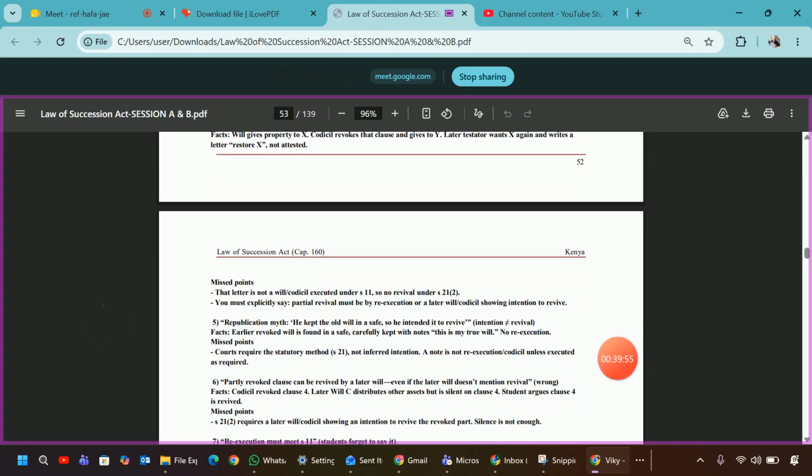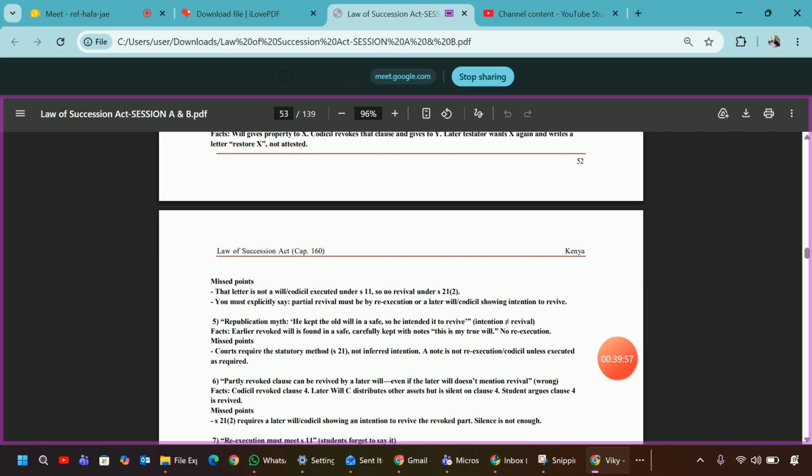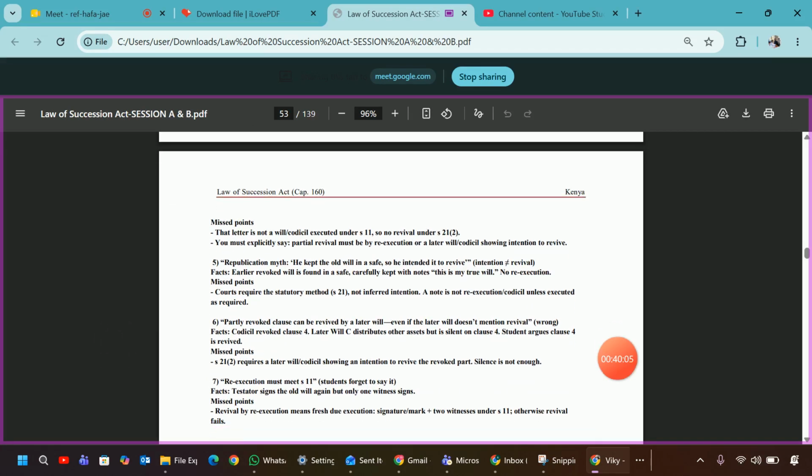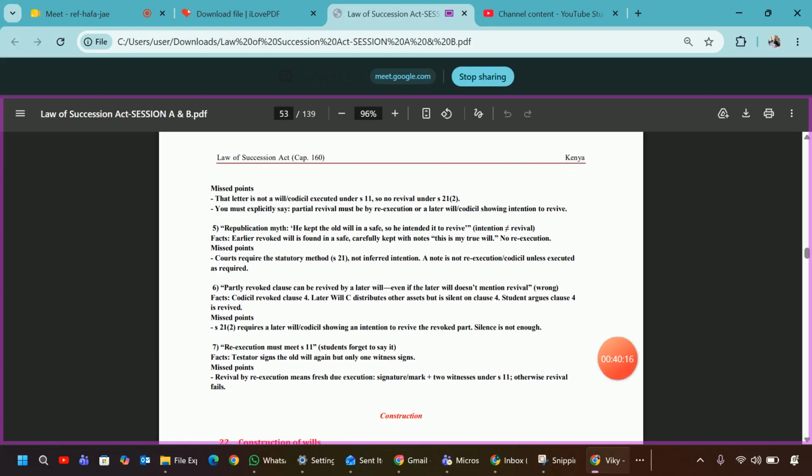What are the missed points? The letter is not a will or codicil executed under section 11, so no revival under section 21. You must explicitly say that partial revival must be by re-execution or a letter, will or codicil showing intention to revive. 5. Republication myth. He kept the old will in a safe, so he intended it to revive.